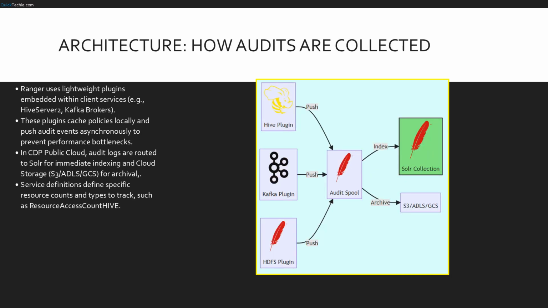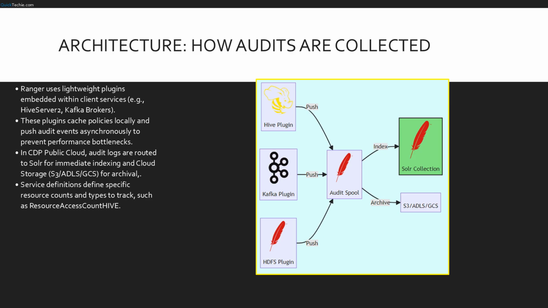Ranger does not rely on a centralized gateway for every check. Instead, it uses lightweight plugins embedded directly inside the services, running inside the HiveServer2 JVM or the Kafka broker process. These plugins enforce policies locally for speed and generate audit events. To avoid slowing down your queries, these events are buffered and transmitted asynchronously. In CDP, these logs typically flow to two destinations: an Apache Solr collection for fast, interactive search in the UI, and cloud object storage for long-term, cost-effective retention.